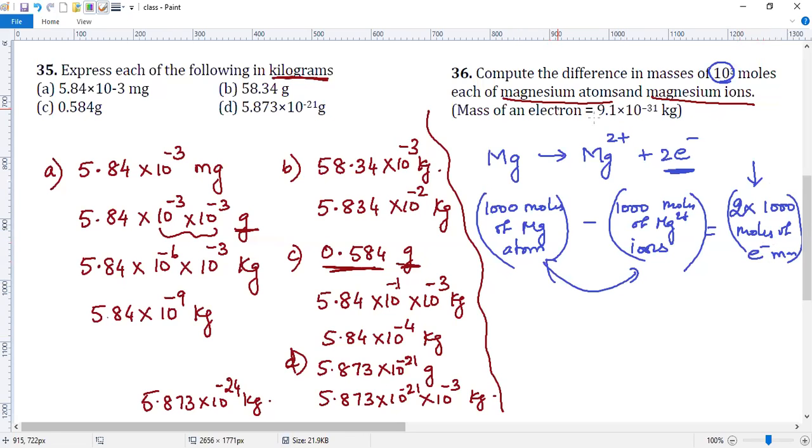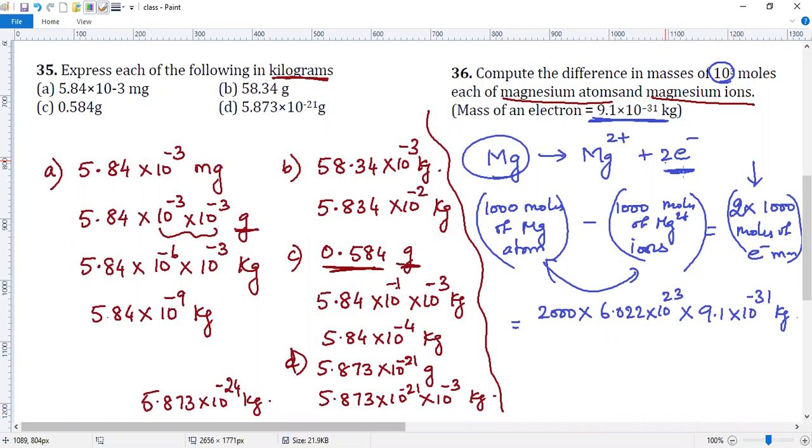And the mass of 1 electron has been given. So what is the answer? 2 into 1000 is 2000 into... how many are there in 1 mole? 6.022 into 10 power 23 electrons. Fine. So what is the mass of one electron? It is nothing but equal to 9.1 into 10 power minus 31 kg. So for each atom 2 electrons come, and that 2 is what we have taken here. And totally how many such electrons? 2000 moles of electrons will come, because we are looking at the difference for 1000 moles. So 2 times 1000 is 2000 moles.